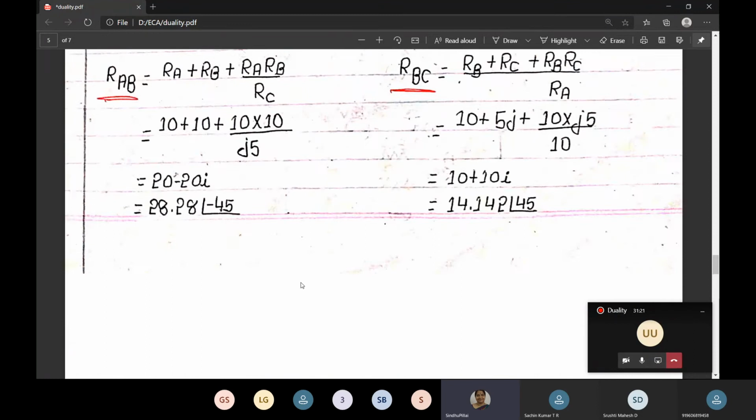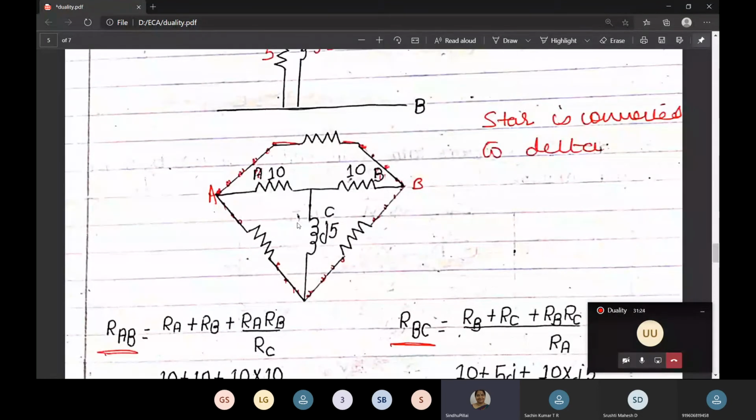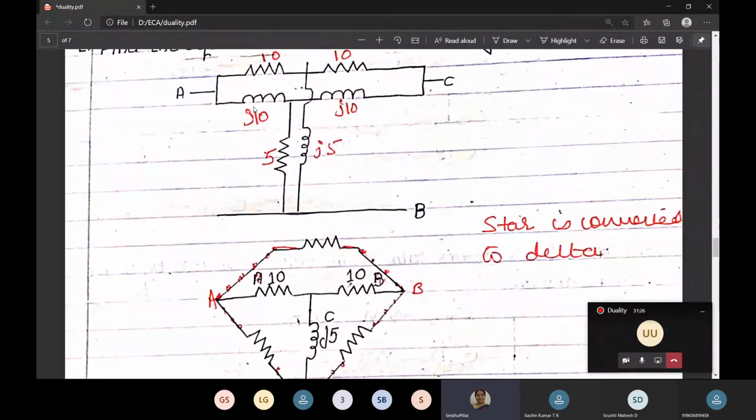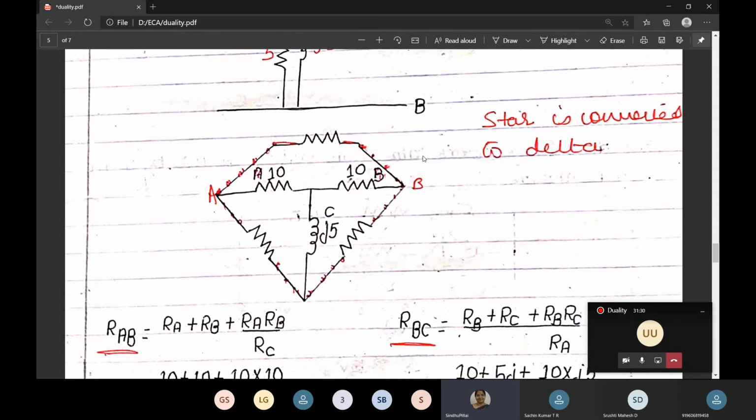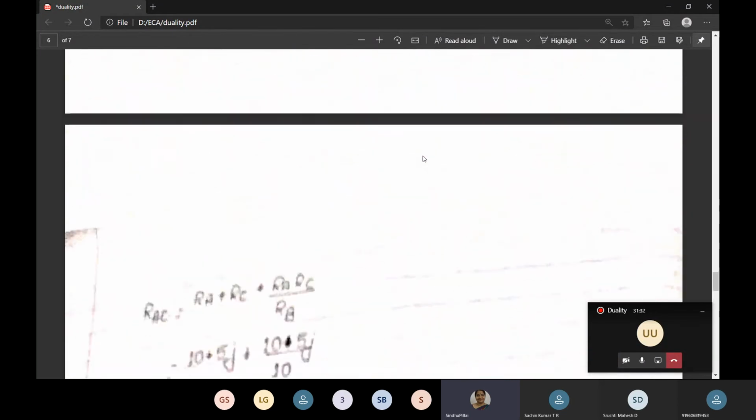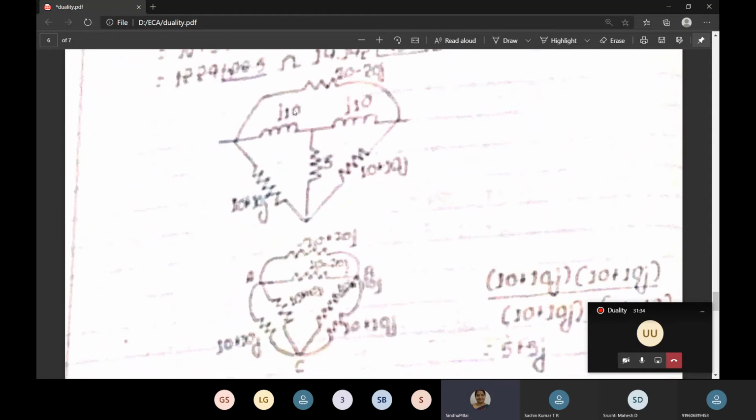Next, same thing, take one more star. Which is the one more star? It is J10, J10 and 5. Separate it, J10, J10 and 5. Convert it into delta. Okay. So follow the same formula, you will get the answer 20 minus 20J, 10 plus 10J, 10 plus 10J. Okay, three branches you will get.